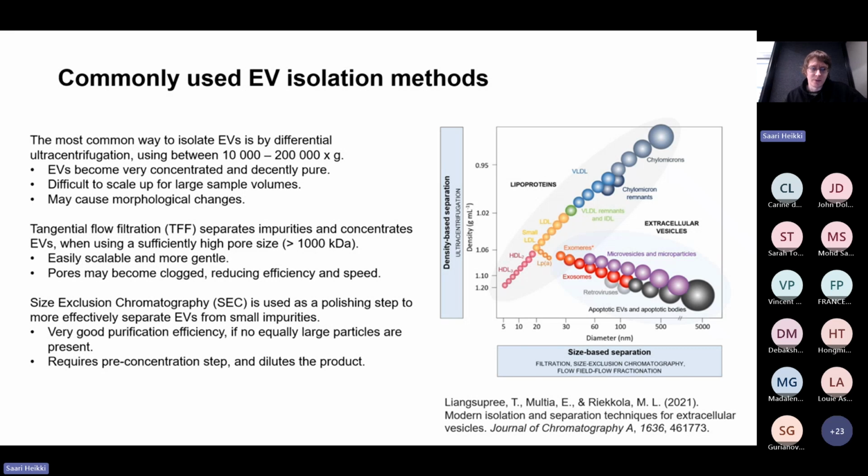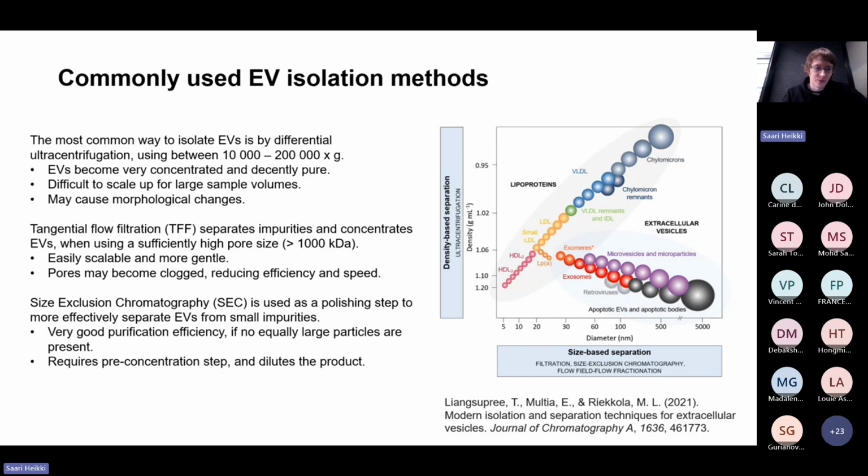Another interesting alternative is tangential flow filtration, which is essentially like a filtration. It uses high pore sizes to separate EVs from small molecule impurities. And this is much more scalable, but in TFF, the pores may become clogged, and it's also based on size separation.